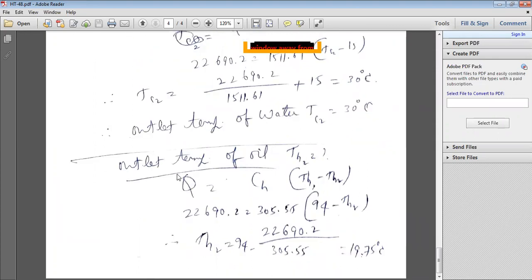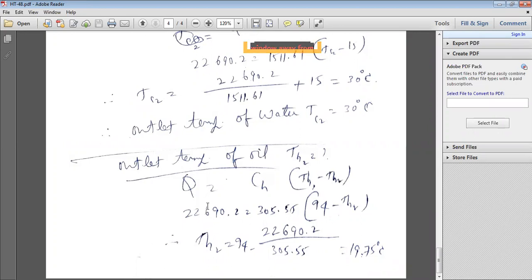So following the same procedure of the earlier problem, outlet temperature of the oil, TH2. How do you calculate TH2? Outlet temperature of the hot fluid, here oil. So again, take the heat given by the hot fluid, Q is equal to the heat capacity of the hot fluid, capital CH, into TH1 minus TH2. What is TH1? Temperature of the hot fluid at the inlet. What is TH2? Temperature of the hot fluid at the outlet.